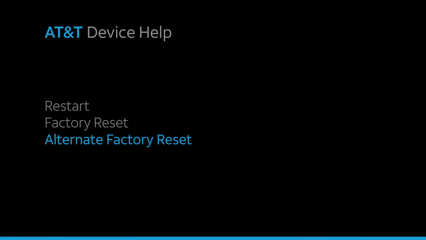Alternate factory reset. If unable to perform the standard master reset using the previous steps, try the alternate method by first powering the device off. With your device powered off, press and hold the side and volume up buttons until the device turns on.